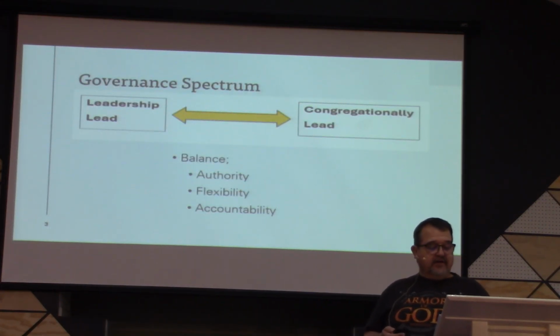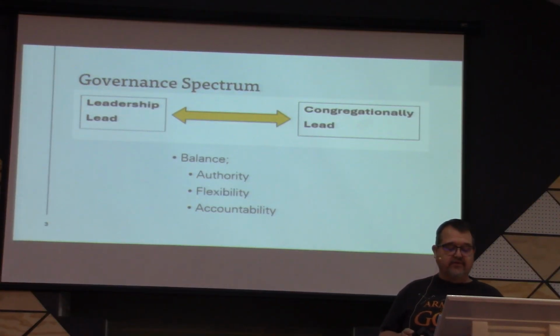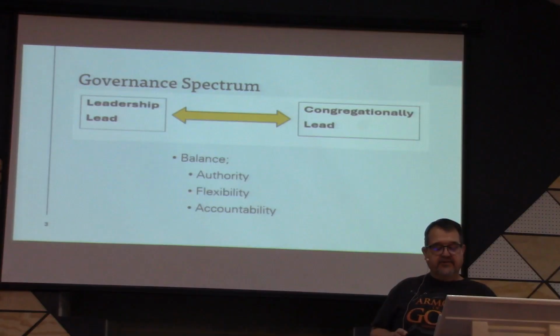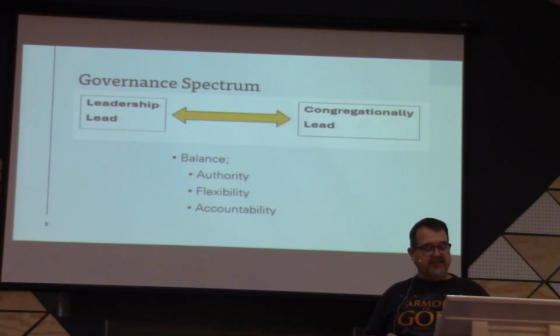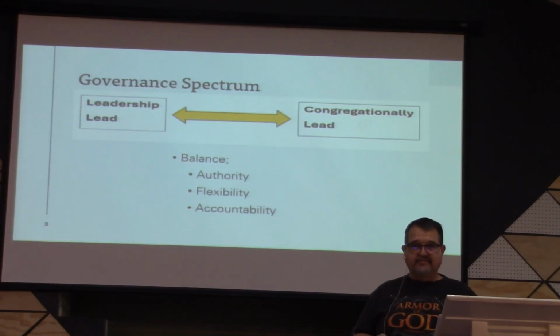There are a variety of models used by various denominations. On one end of the spectrum, you have a congregation who is answerable to leadership, such as a pastor or higher governing authority. On the opposite end of the spectrum would be leadership who is answerable to the congregation. Either extreme can lead to poor decision-making, abuse, and an unhealthy church. Some key areas which need to be considered when developing the governance system of a church must balance authority, flexibility, and accountability.